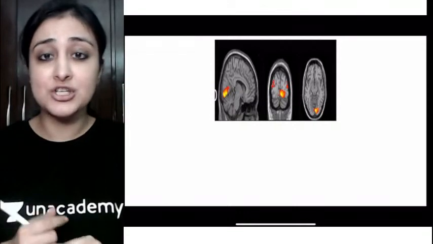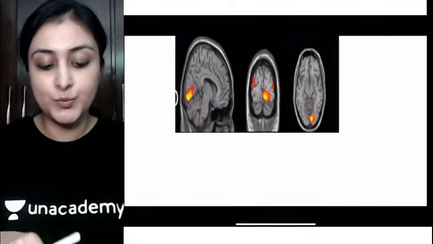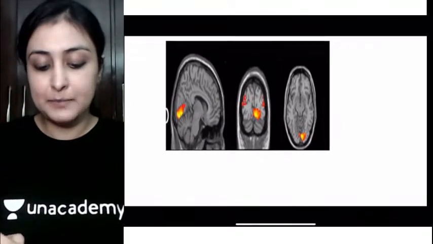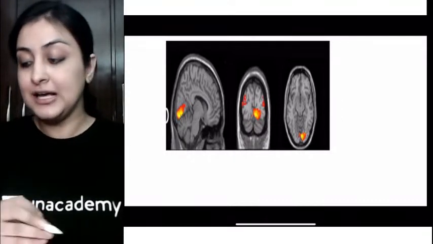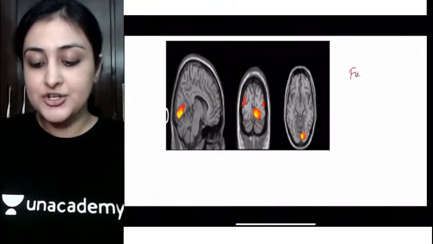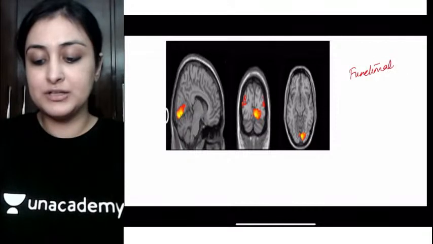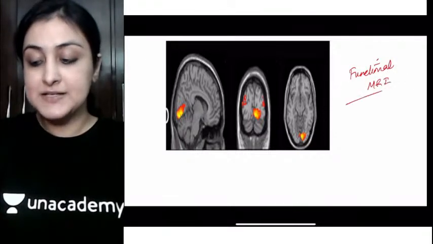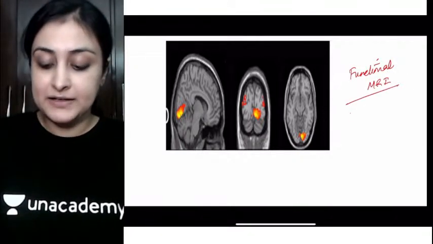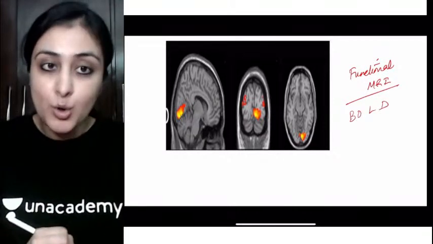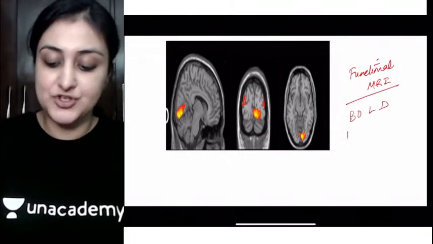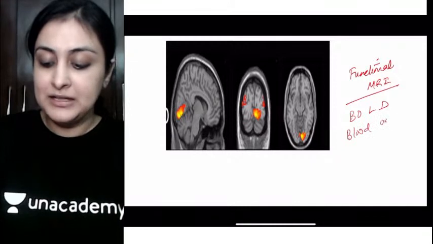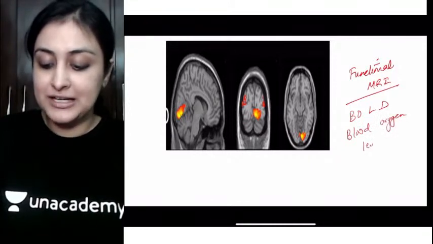What is this functional imaging technique? I ask the patient to speak and I see that blood flow increases in this particular area. This is your functional MR. When you see functional usage of the brain, this is functional MRI. It relies on the concept of BOLD, which is blood oxygen level dependent. So this is blood oxygen level dependent.